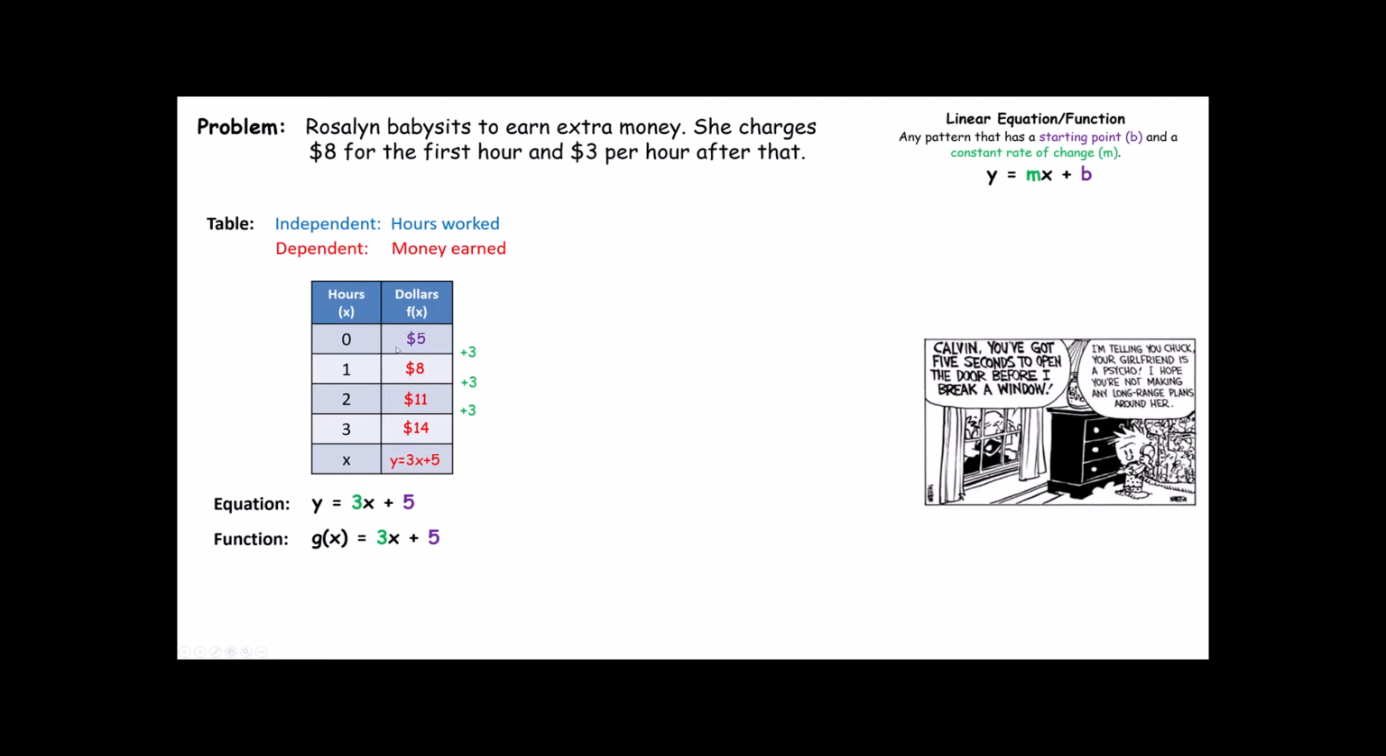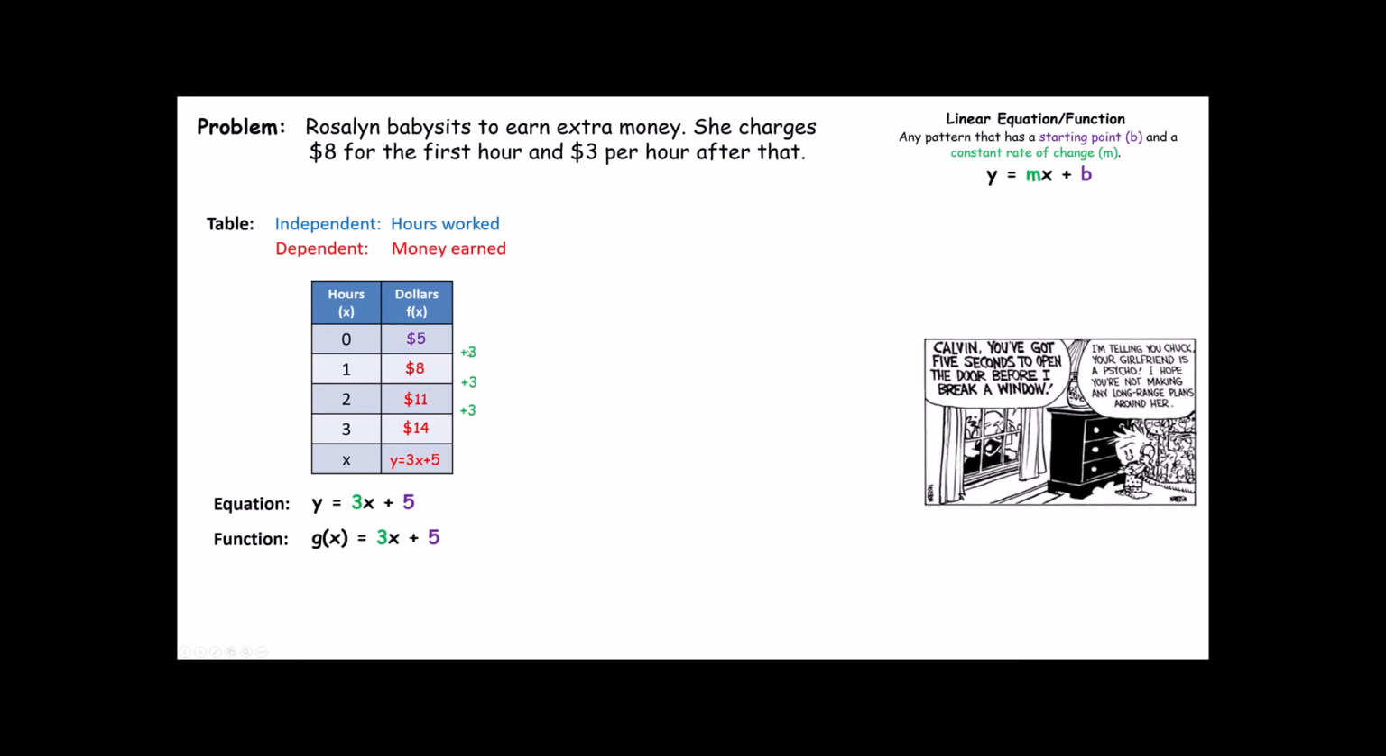We have to think of this not as being $5 for 0 hours, but rather as an initial charge of $5. If she's going to work 1 hour, she's going to charge that initial $5 plus $3 for the hour. If she works 2 hours, she's going to charge an initial fee of $5 plus $3 twice, once for each hour.